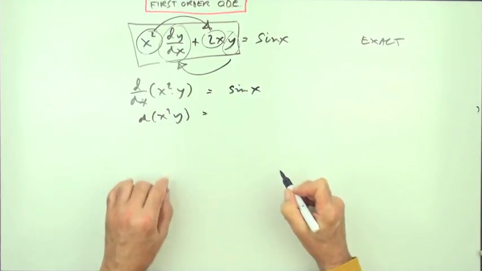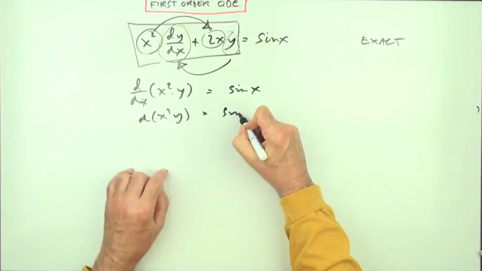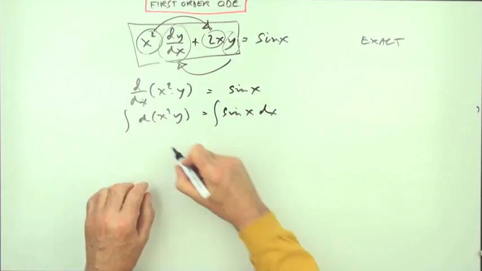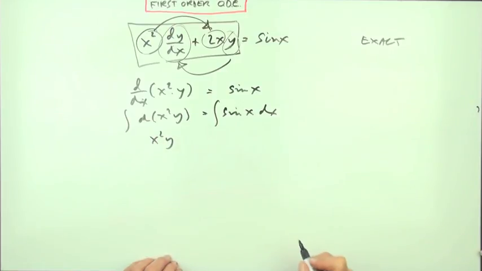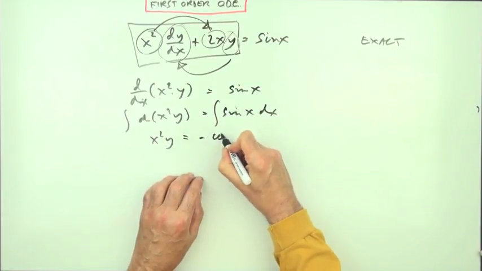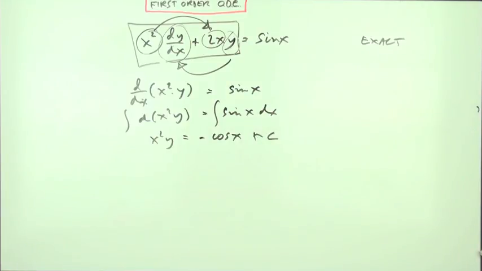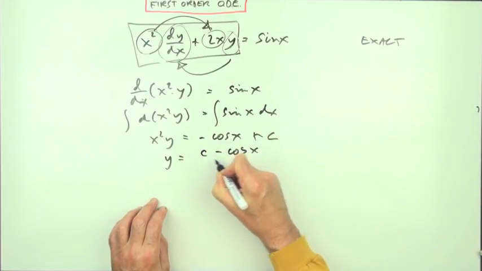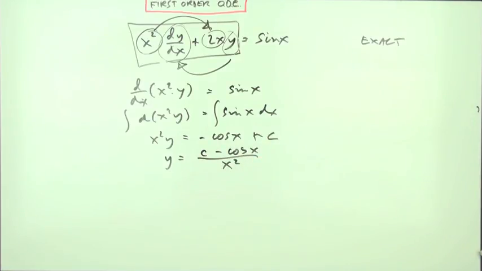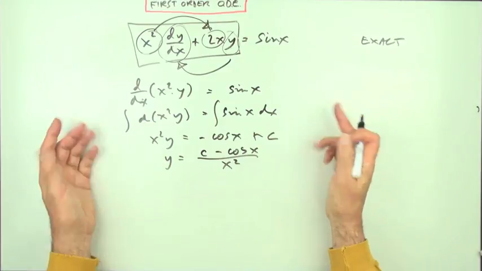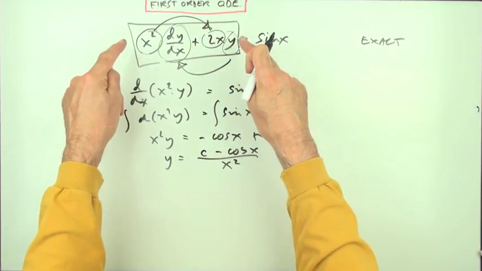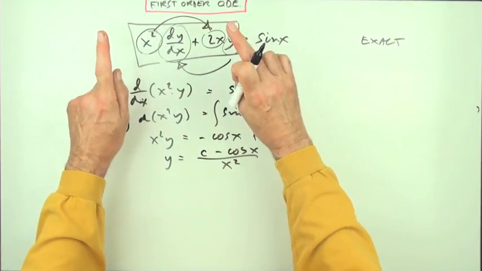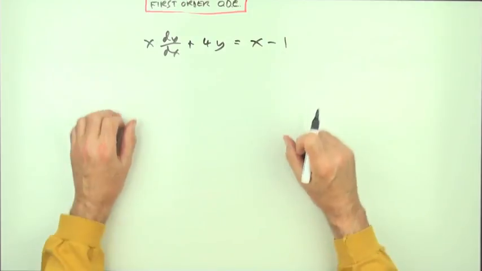Since that is a differential in its own right, that will just be sine x dx, and when you integrate both sides, that will just go back to x squared y, and that will go to negative cos x plus c. So your answer will be y equals c minus cos x over x squared. You didn't have to do anything because you recognised straight away you had an exact derivative, or rather the exact derivative of a product. So here's another one.